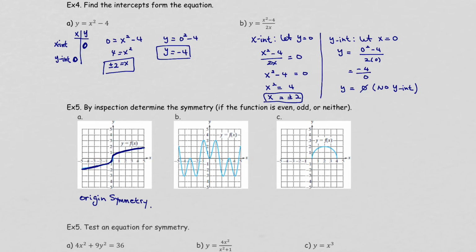What about this B? The graph right here, right? The right side of the y-axis matches the left side of the y-axis. In other words, if you fold along the y-axis, this graph should be on top of the other side. We call this y-axis symmetry.